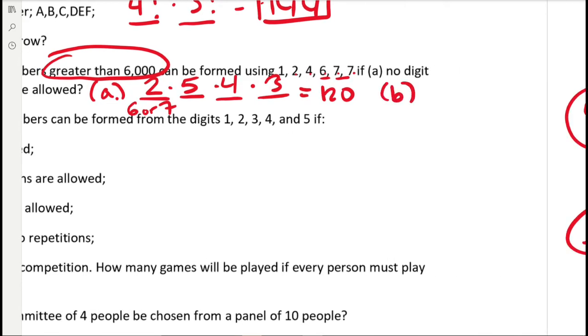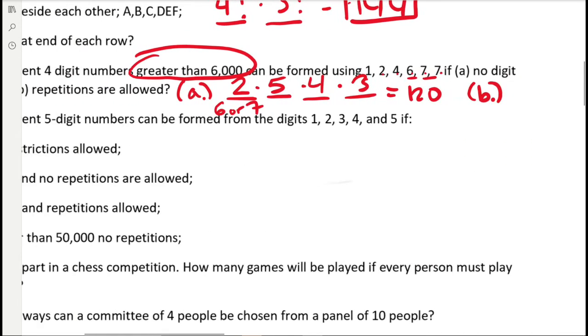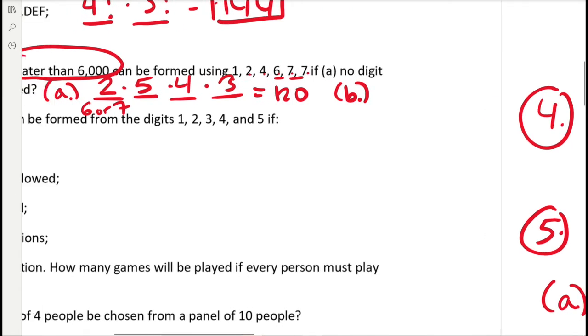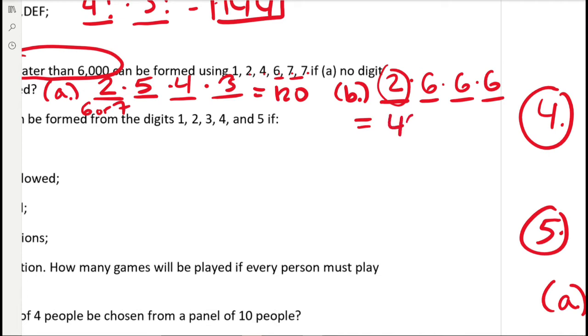Now for part B, if repetitions are allowed, then we still have our 4 slots. We have 2, and then this time the digits can be repeated. So this is still going to be 2 numbers because it has to be 6 or 7, and then you have 6 numbers, 6 numbers, 6 numbers, because you can repeat, in which case you get 432.